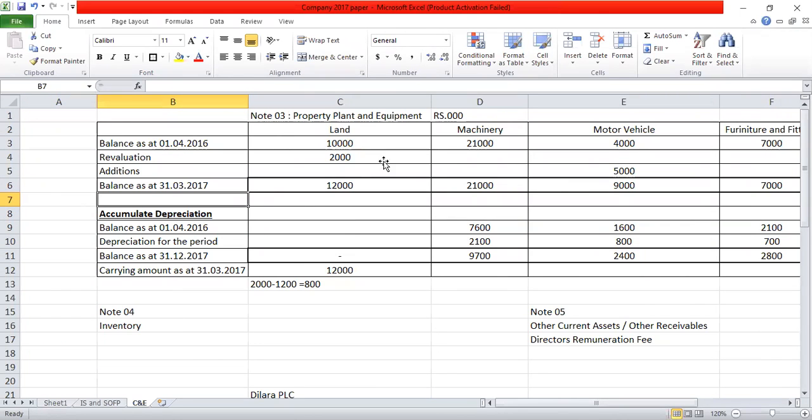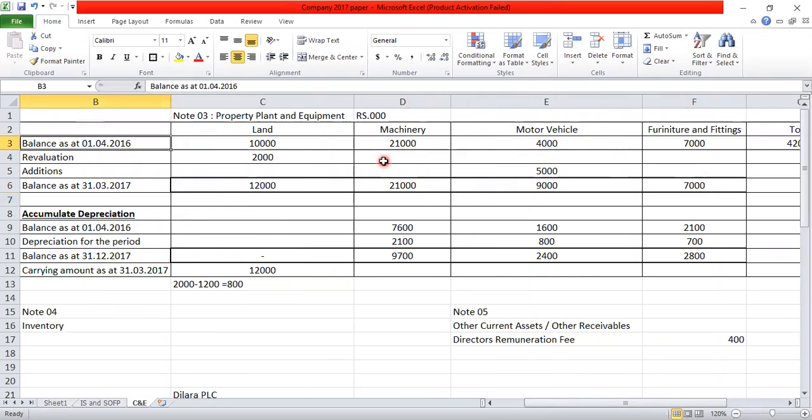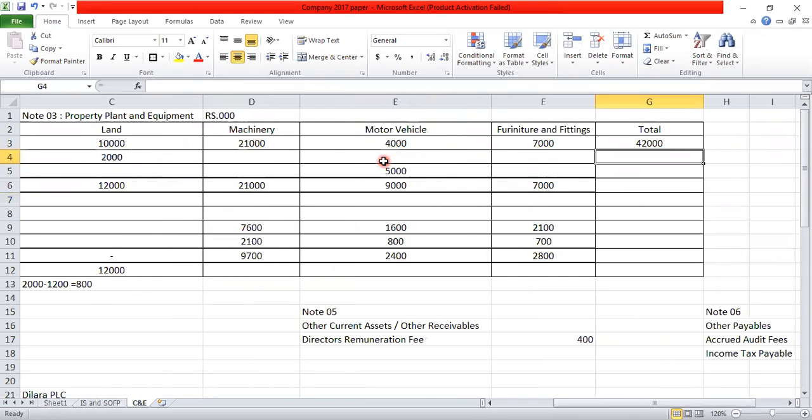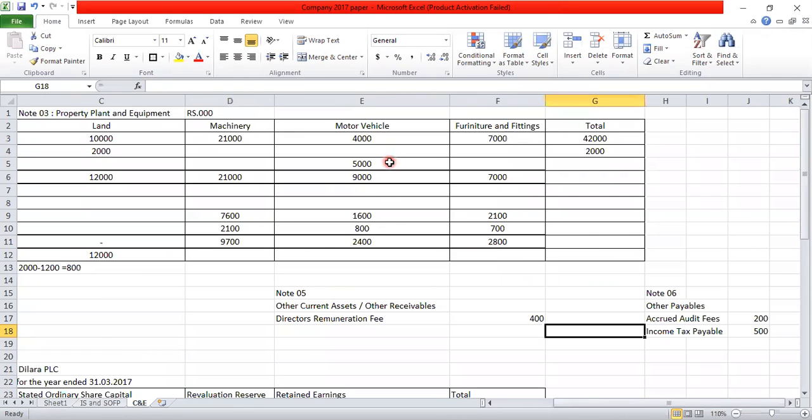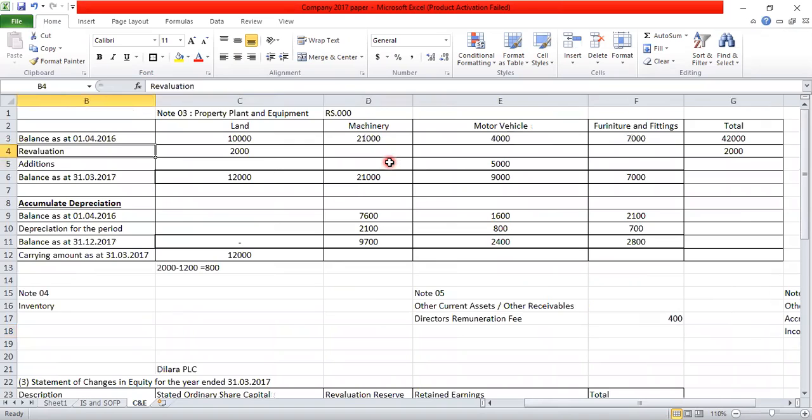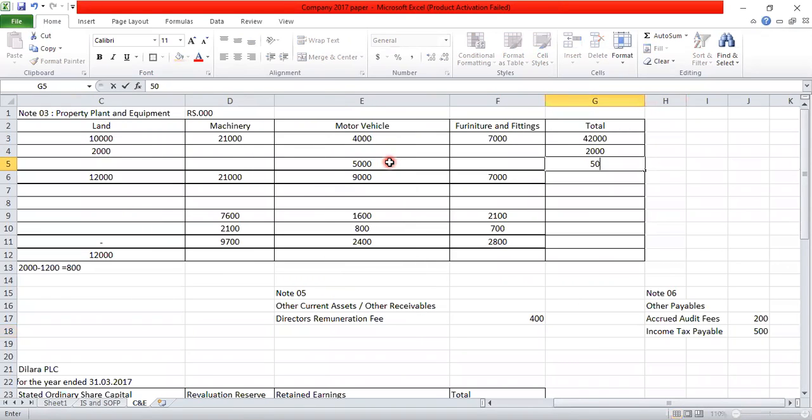Now I'm going to calculate the whole thing and transfer it to the PPE. Here 2,000, so I'll write here 2,000. Let me make it a bit smaller. Okay. So now I got 2000 total. Then on this side I have 5000. Altogether my total is going to be 49,000.